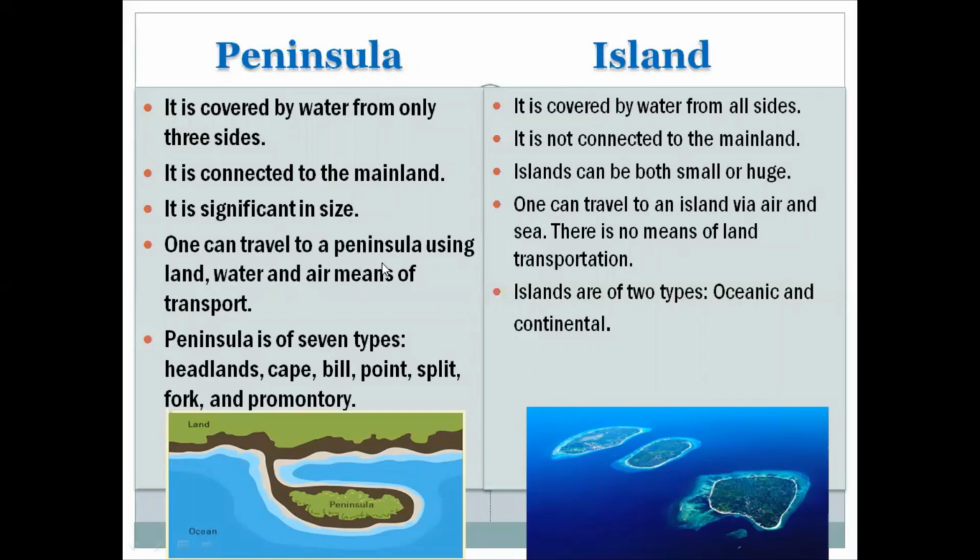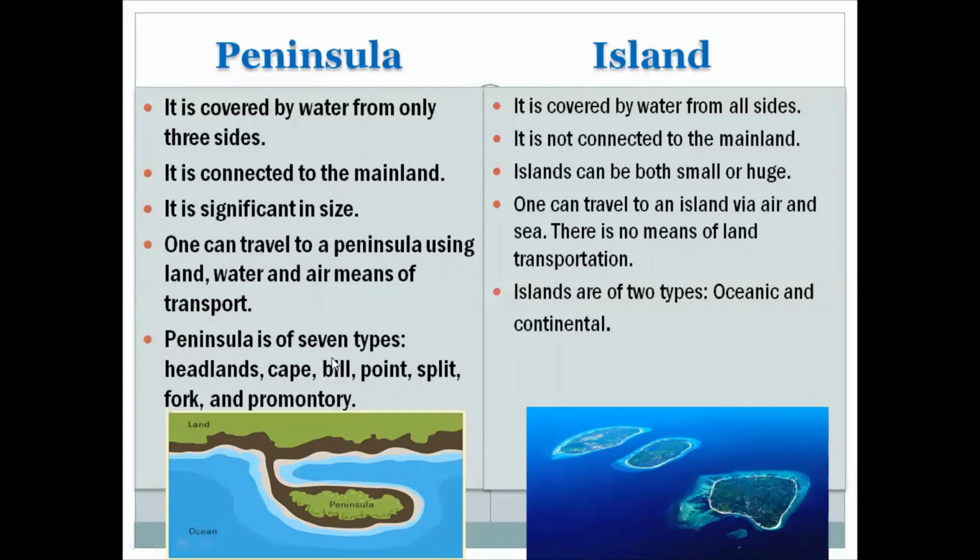One can travel to the peninsula using land, water or air means of transport. तो जब आप किसी peninsula पर जाएंगे तो you can use any form of transport like land, water or air transport. But when you are going to an island, you have to take air flights, यानी कि सिर्फ आप हवाई सफर कर सकते हैं to reach that object. So there's no means of land transportation because these are not connected to the land area. तो आपको you have to travel by air to reach these objects.